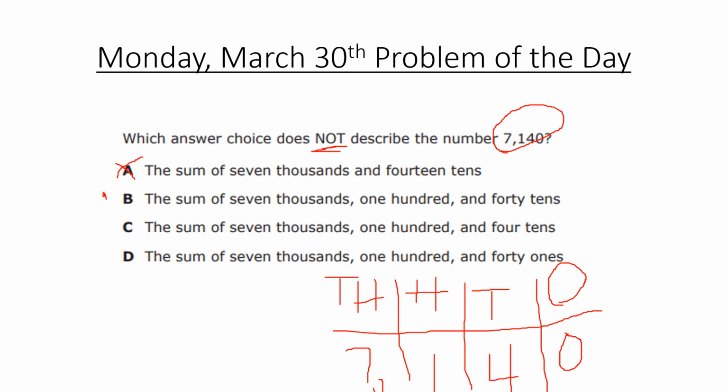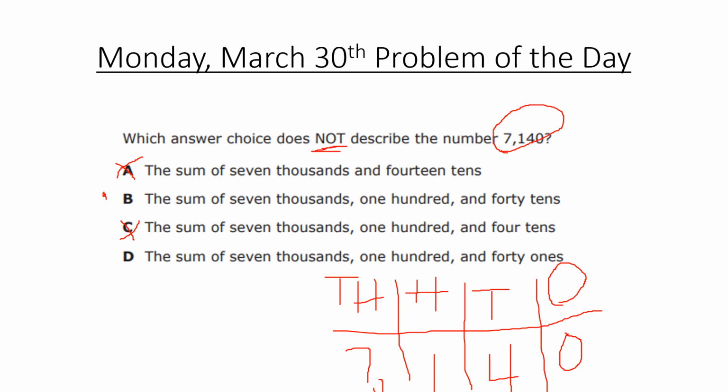Okay, let's check answer choice C. The sum of 7,104 tens. Okay, I have 7,000s, I have 100, and I have 4 tens. This answer is a correct answer. Remember, I do not want a correct answer, so I'm going to eliminate this one for this problem.